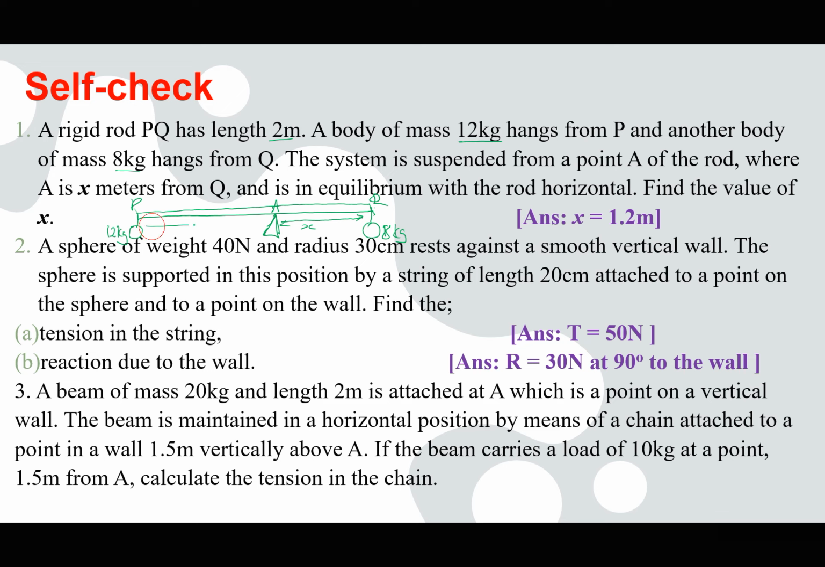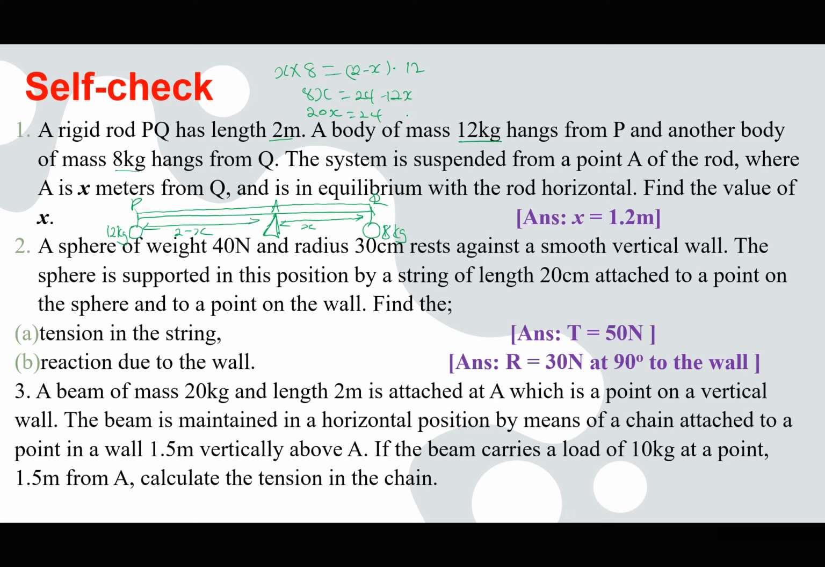Of course, it means this distance here is going to be 2 minus x, because the length was 2 meters. So just consider moments. I may not even change the mass to weight. I'll simply say, taking moments about the pivot, x times 8 should be equal to (2 minus x) times 12. So 8x is going to be equal to 24 minus 12x. So in other words, 20x is equal to 24.